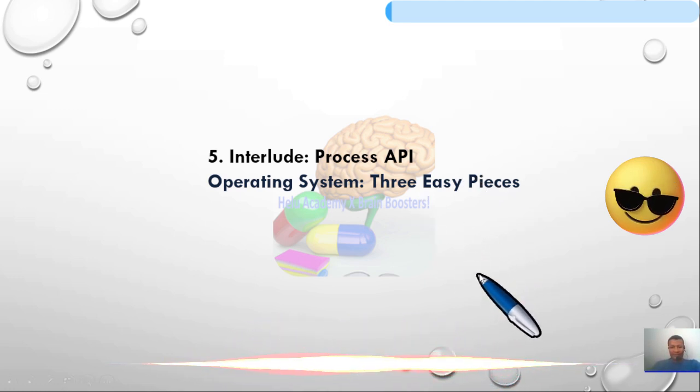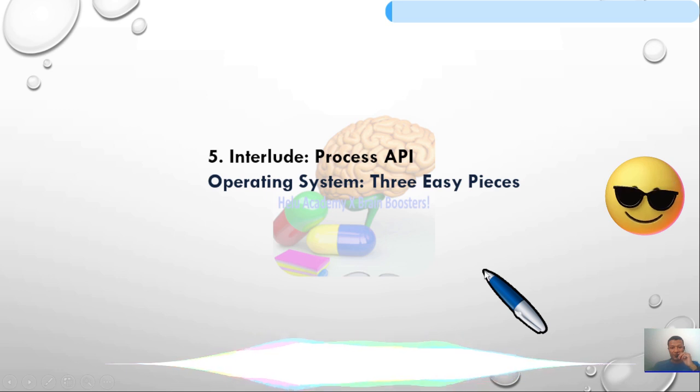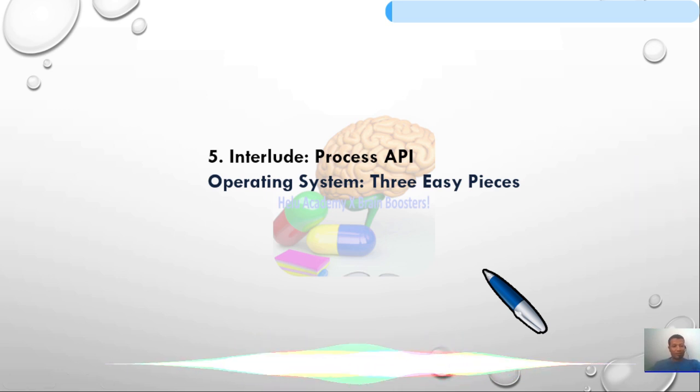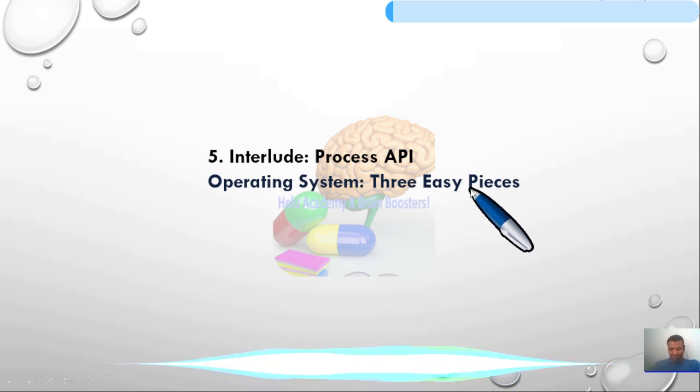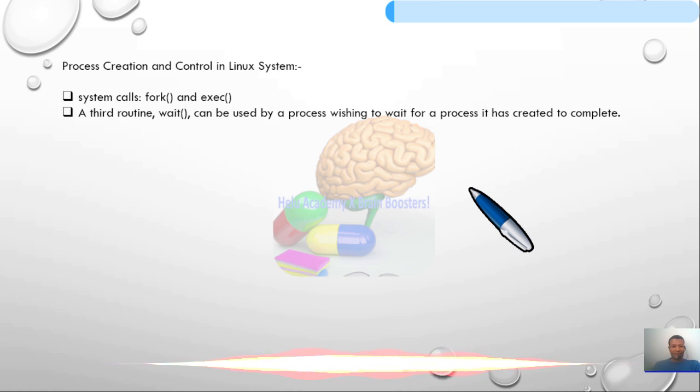Today came with another chapter, and today we are going to discuss the process APIs. As usual, we are going to use the book Operating Systems: Three Easy Pieces by Andrea and Remzi. So let's get into it. I'm going to demonstrate each step.